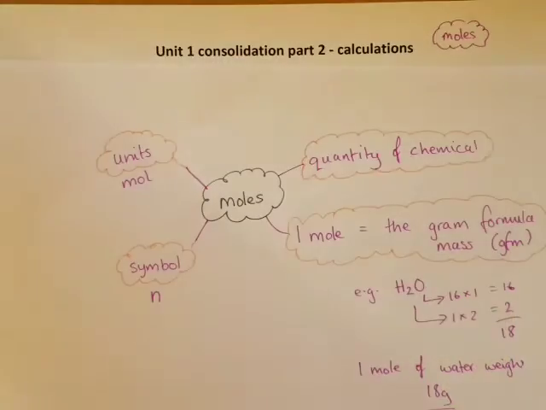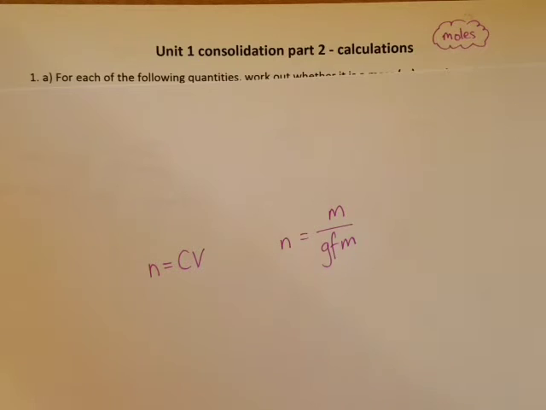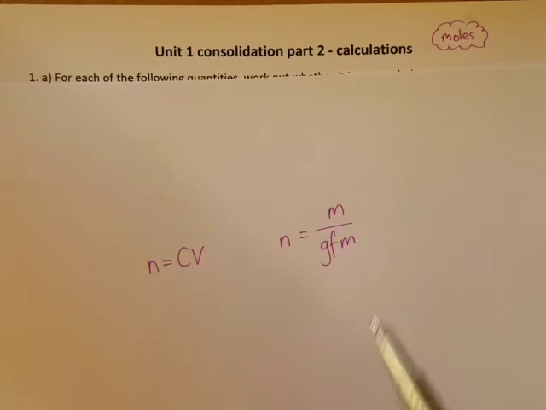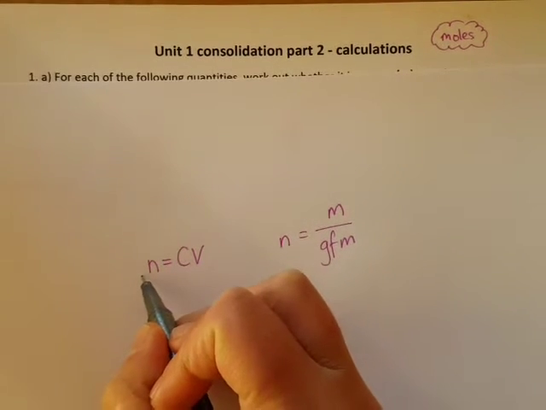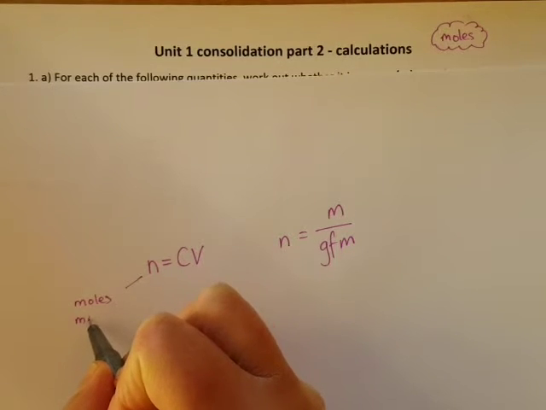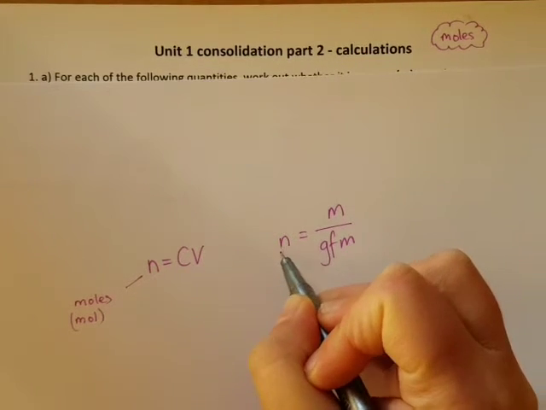So what I'd like you to do now is make sure that you are comfortable with what the symbols in both of these equations mean. So I'd like you to take a little minute, and beside each of these symbols, C, V, m and GFM, I'd like you to write down what that stands for and what units it's measured in. So pause the video now and do that. Right, okay, so hopefully you can remember n in both cases is moles, the number of moles, and the unit is mol.